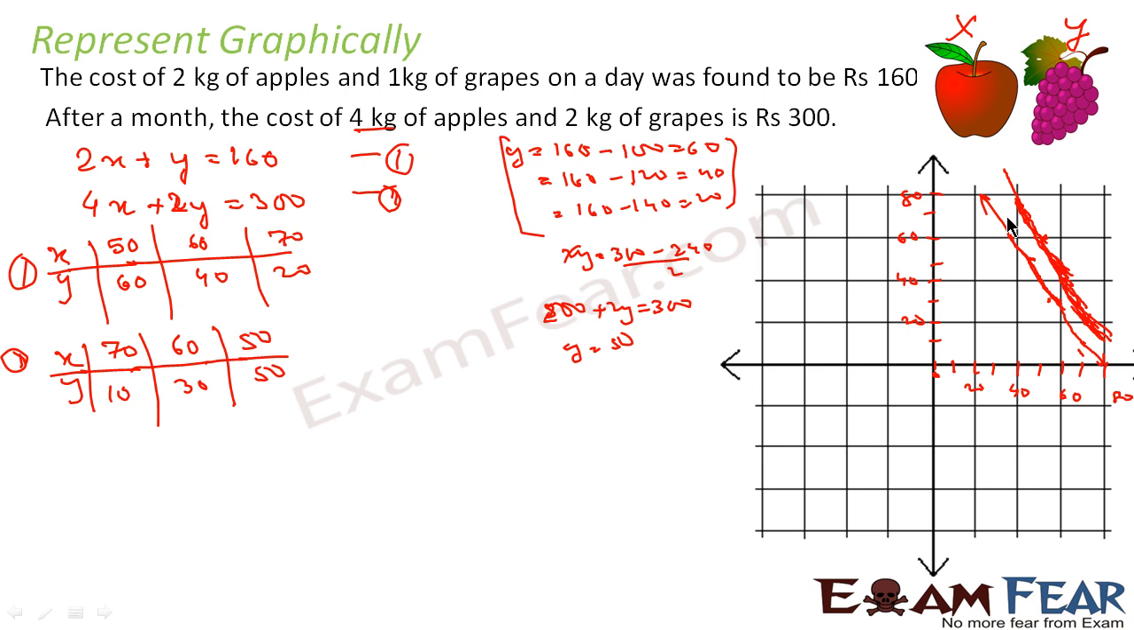What we have done, we have assumed the apple price to be x and the grape price to be y. We found the equation, we plotted it, and found there is no solution. Then we can conclude that the price of apple and grape changed over a period of time.